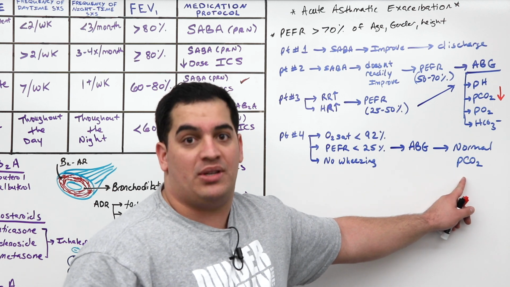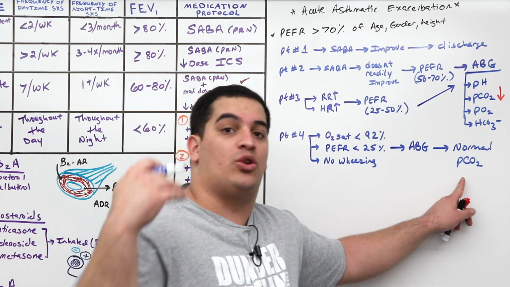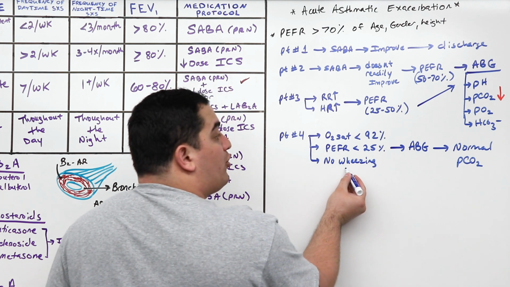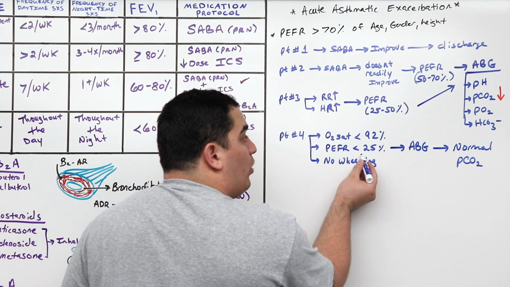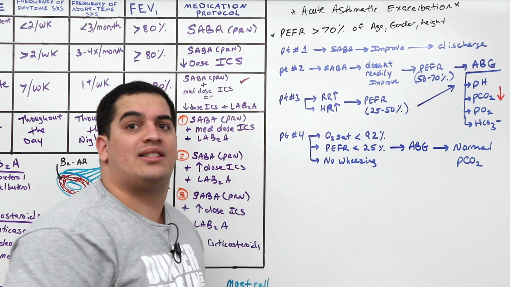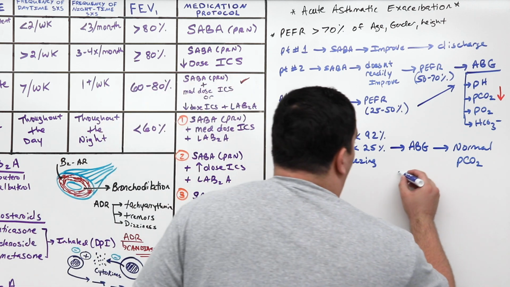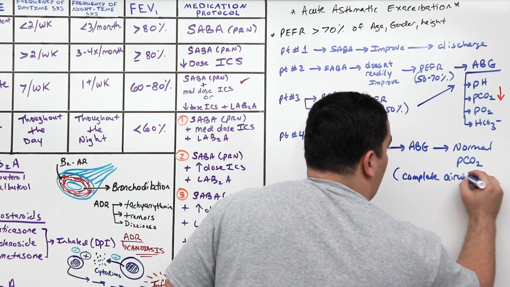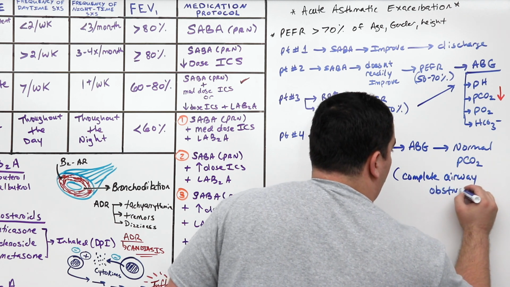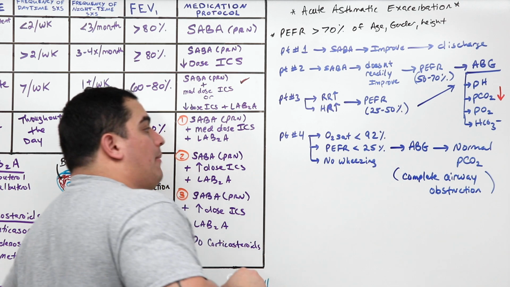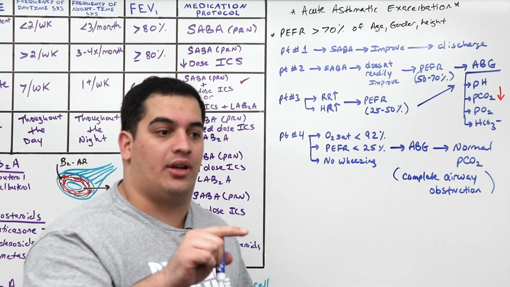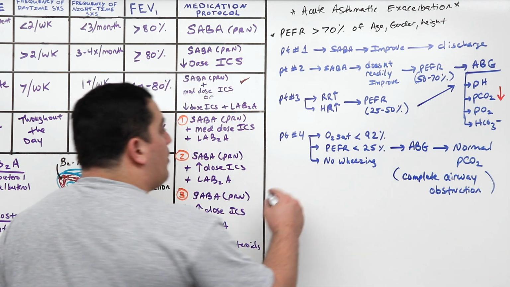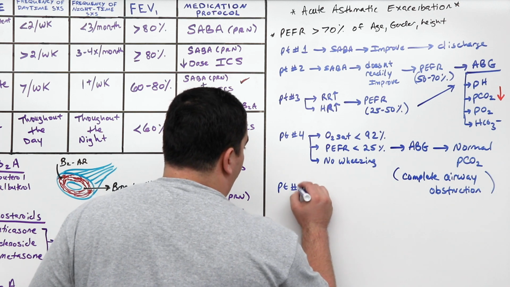This is the bad sign. This means they're going to turn the table and they're probably going to start going into a near fatal exacerbation. So once you see a normal PCO2, no expiratory wheezing, a peak expiratory flow rate less than 25%, O2 sats that are pretty low, less than 92%, this means that they are probably having a complete airway obstruction. And at this point in time, this is when they usually turn the corner, though not in a good way. They usually start going into a near fatal exacerbation.